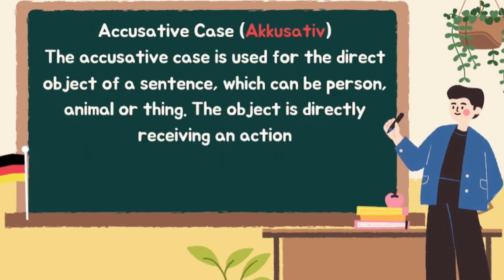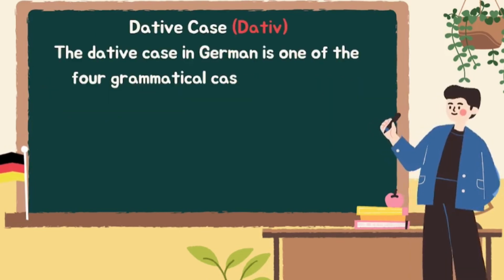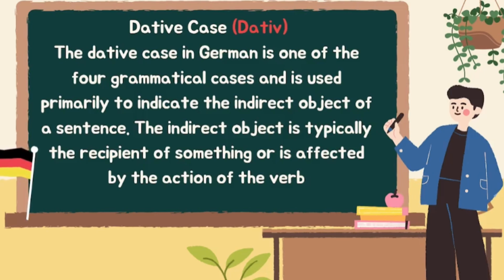So let's understand the definition of the accusative case. The accusative case is always used for the direct object of the sentence, which can be a person, animal or thing. The object is directly receiving an action from the subject. So the direct object of a sentence is always accusative. The next one is the dative case. The dative case is one of the four grammatical cases in the German language and is used primarily to indicate the indirect object of a sentence. Direct object is accusative and indirect object is dative. The indirect object is typically the recipient of something or is affected by the action of the verb.